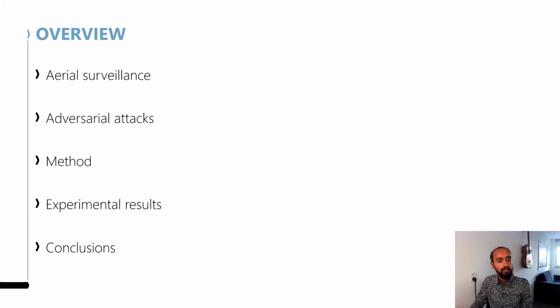Here you can see an overview of the different points that I'll cover today. I will start with an explanation about the use case of aerial camouflage. Second, I will talk about a bit of a background of adversarial attacks. Further, I'll explain our method and how it is applied on the aerial use case. Further, I will explain the results of our experiment, and I will end with the conclusions.